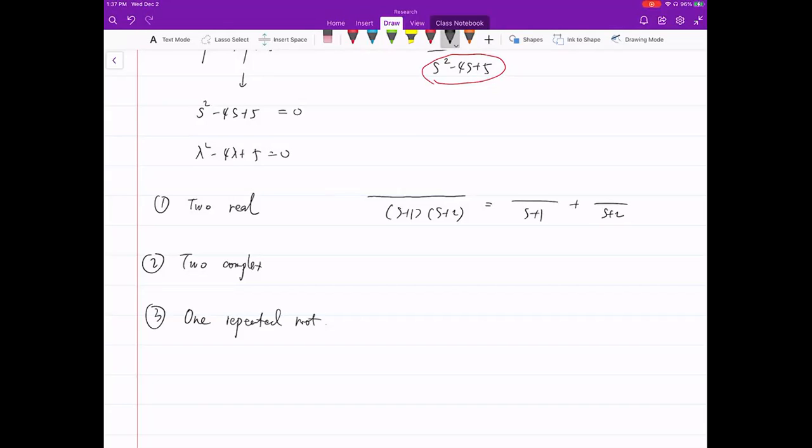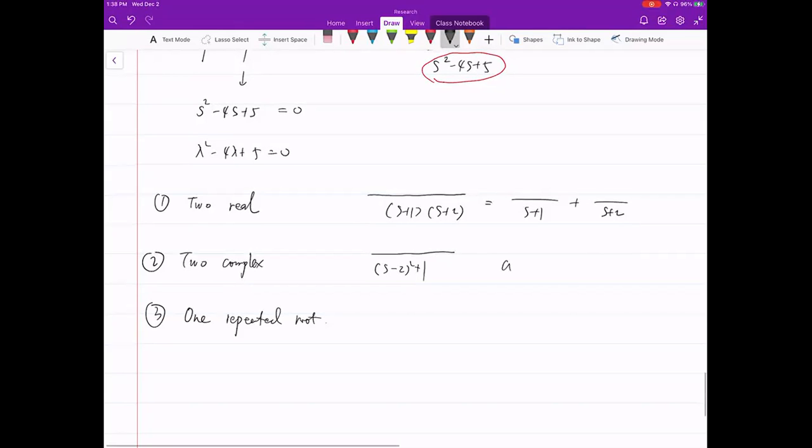What about two complex? Two complex means you have something irreducible. Make sense here? Moreover, you have something which is s plus 2. You can always complete the square. Once you complete the square, what do you mean? That means if you do this, your root will be 2 plus minus I. The 2 comes from here. The I comes from here.